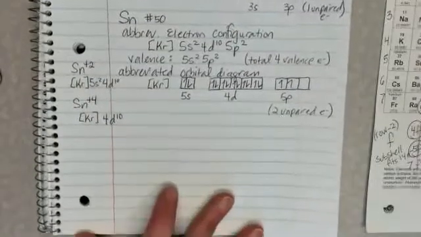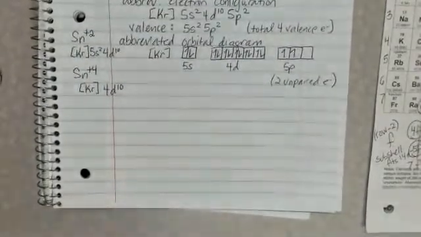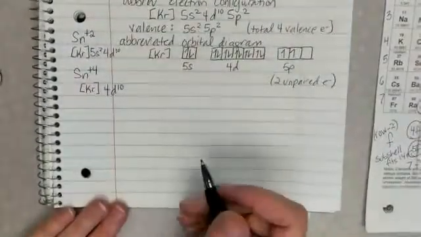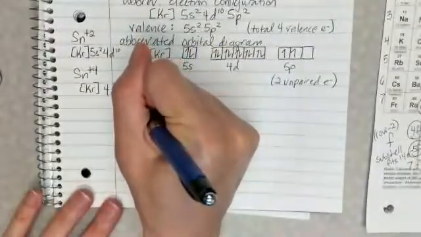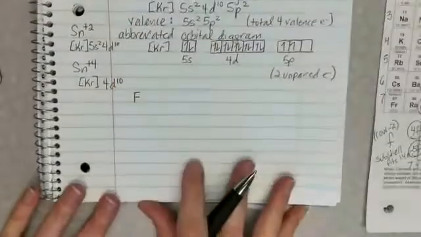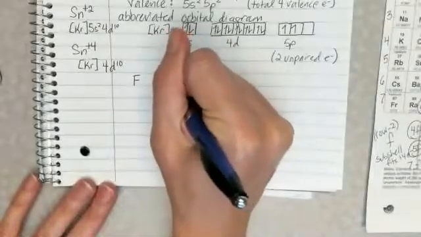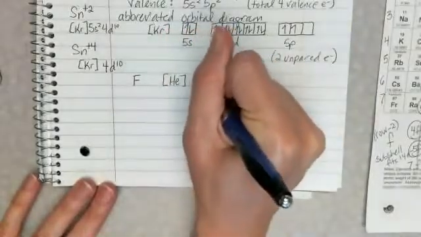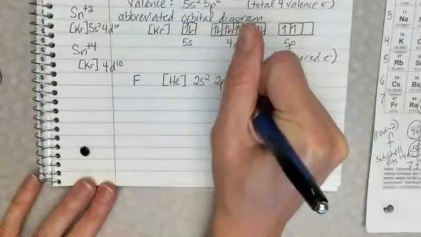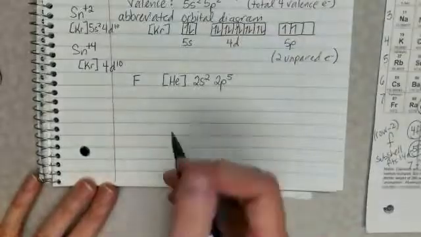Now I want to do a negative ion just to make sure that we're good here. Let's do something kind of simple. Let's say we had fluorine, the atom. Fluorine has a helium core, not much help there, and then a 2s2, 2p5. All right, that's the atom, right?